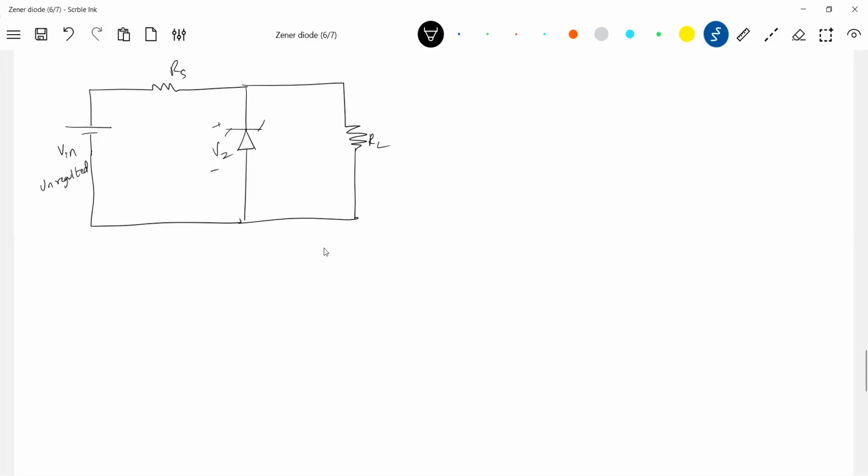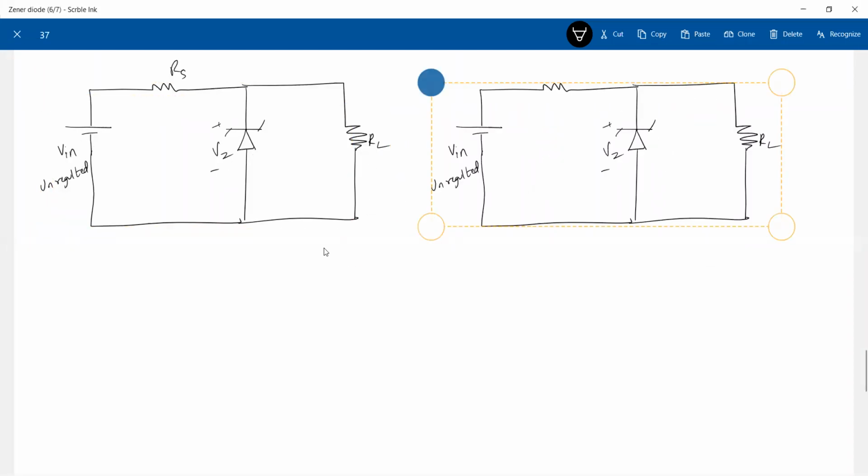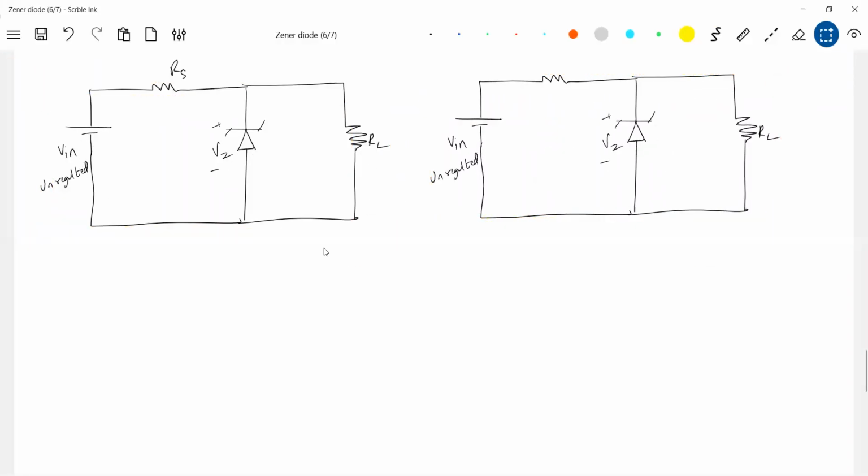Now this particular Zener diode, will it work out or not? Who will determine? You remove the Zener diode. You remove this Zener diode and measure this voltage. We'll call it V. Let me write only V. I'll measure this voltage. How to measure this voltage? Potential divider formula. V equal to V in RL by RS plus RL.